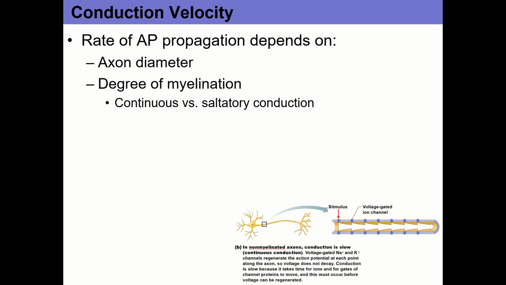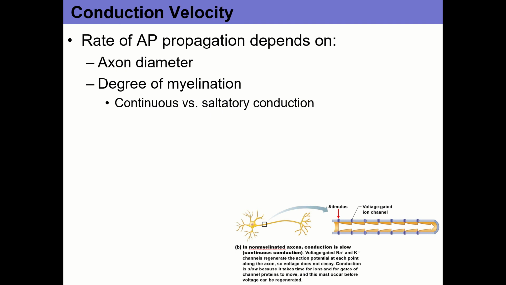All right. Okay. So how fast does that signal travel? The first factor is the diameter of the axon. So the larger the axon, think about it as a 4-lane state highway. 4 lanes of traffic, you can move faster, right? So larger axons conduct the signals more quickly.